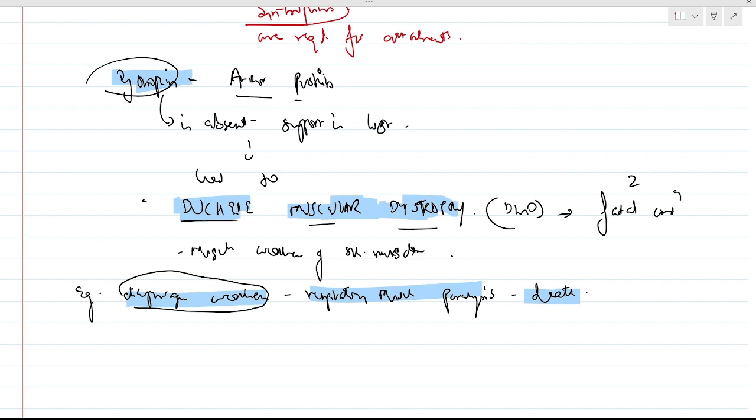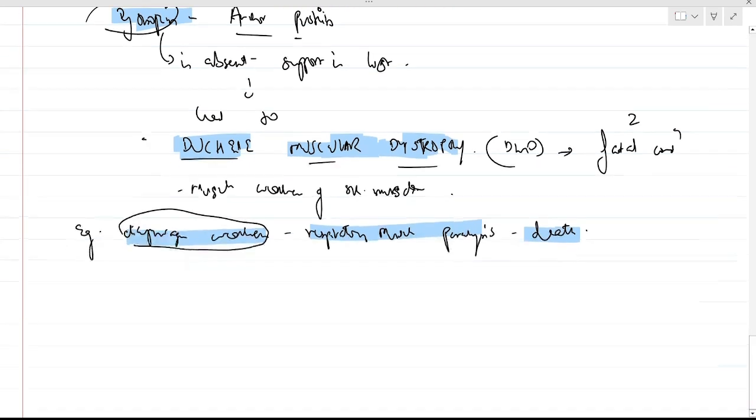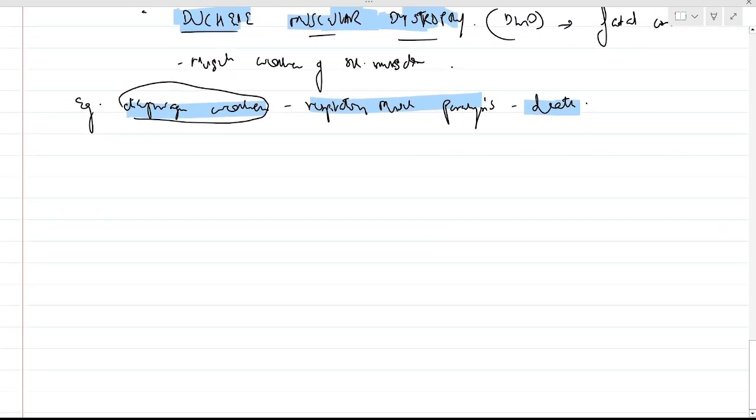Now these are two of the supporting proteins: desmin and then dystrophin. Desmin is an intermediate filament. It's a tumor marker for sarcoma. Following on, the third type of protein is the regulatory protein.